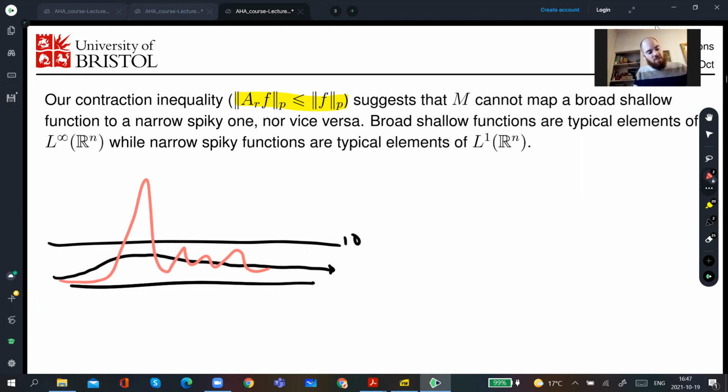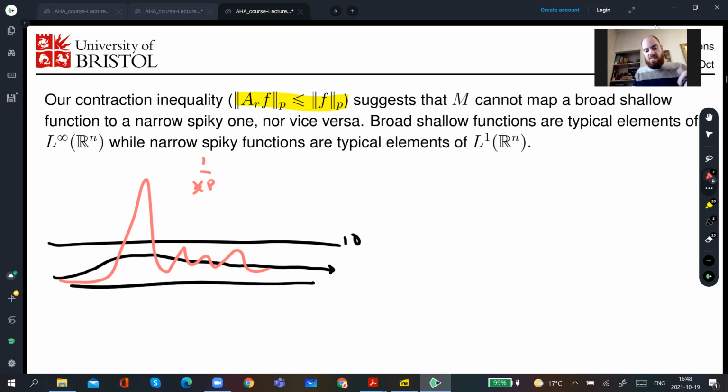Similarly, if I started with a function like this, that had a lot of tall, spiky behavior, this could be an L1. Remember, 1 over x to the p is an L1 when at least for big x. And this contraction inequality again says that, okay, I'm going to map myself to another tall, spiky function, but it's not going to suddenly make it broad and shallow. Right? It's not going to convert anything that's red to something that looks black or vice versa.